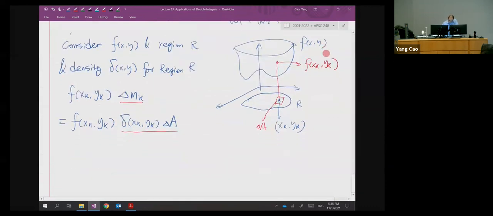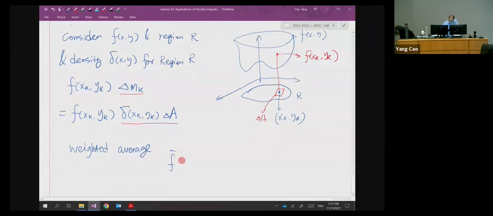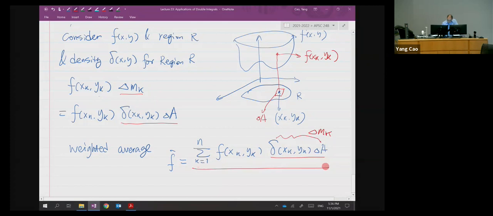Okay, so now you can easily see the weighted average, F bar here. It can be written as, let's say if I have n number of them, then you have f(xk, yk), times the delta mk, so times xk, yk, delta a. So this is your delta mk. And divided by, right? So this is your weight.